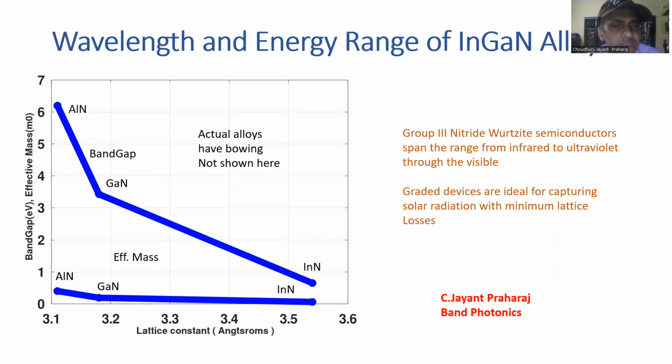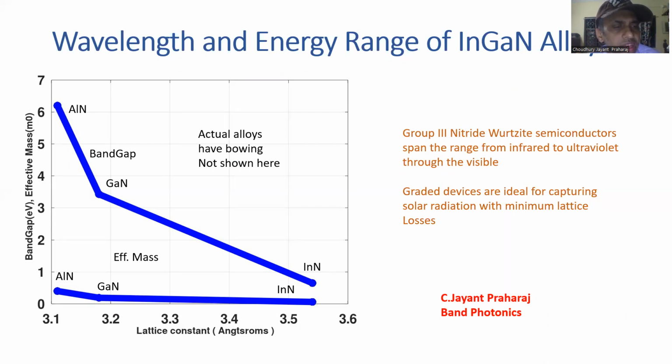The actual alloys have some bowing that is not shown here, but the trend here gives a very good idea of the kind of band gap variation that takes place with the various alloy compositions in indium gallium nitride. Also in the same group of material systems is aluminum nitride, which has an even wider band gap of 6.2 electron volts. Now, we do not cover aluminum gallium nitride alloys in this talk.